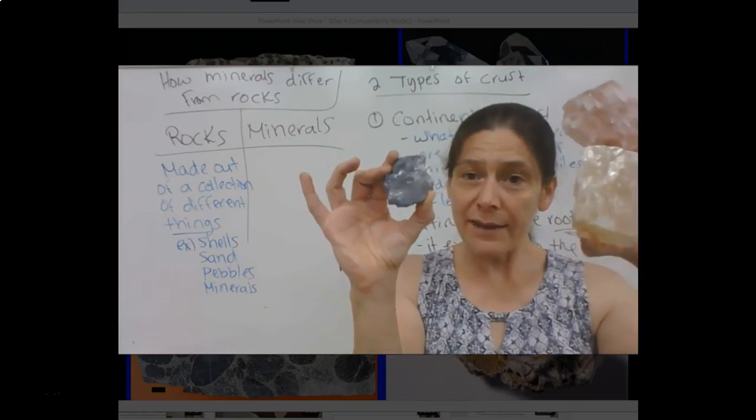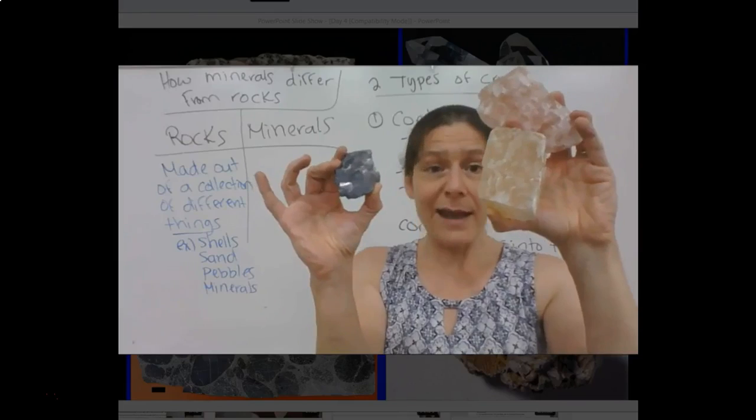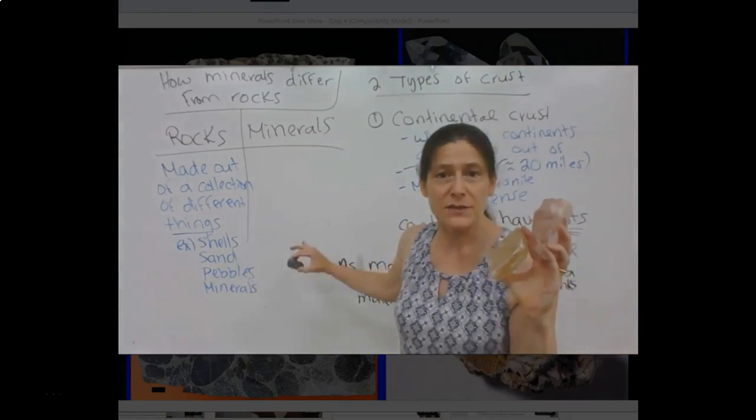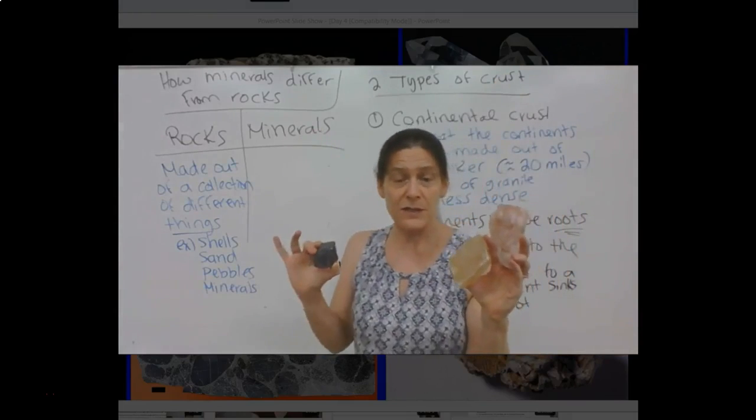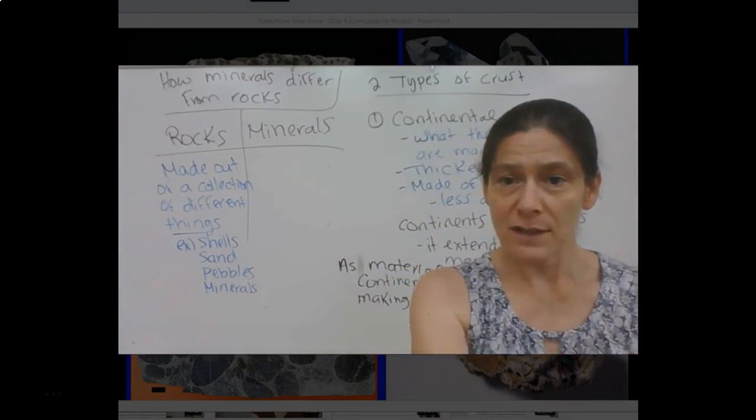So one thing that has to be true to be a mineral, it's not the only thing, but one thing that has to be true, and I'm going to make a list of several things, but the first thing is minerals have a single chemical composition throughout.